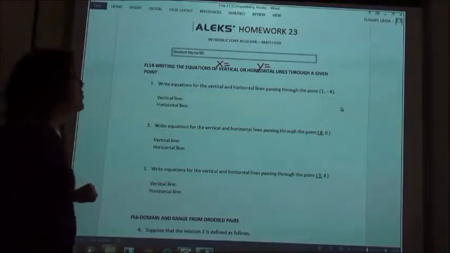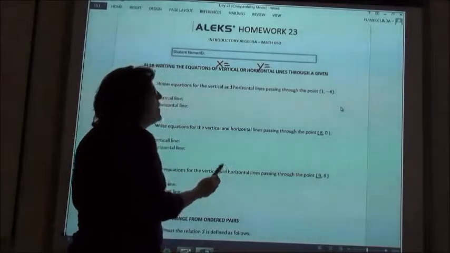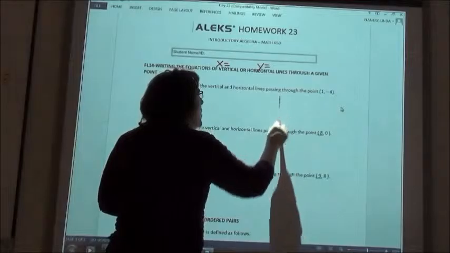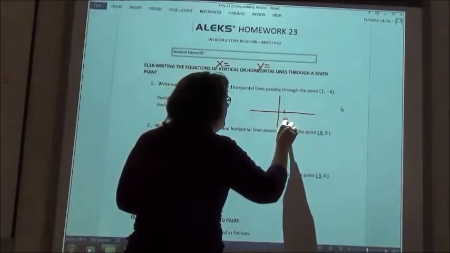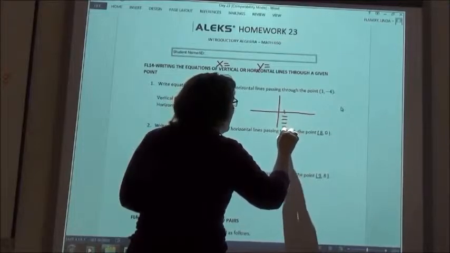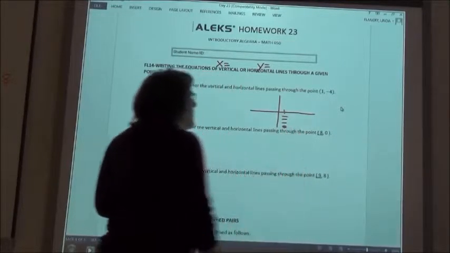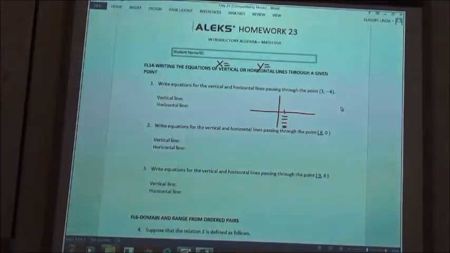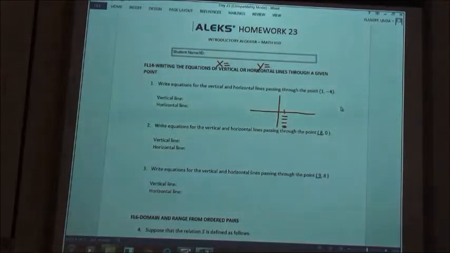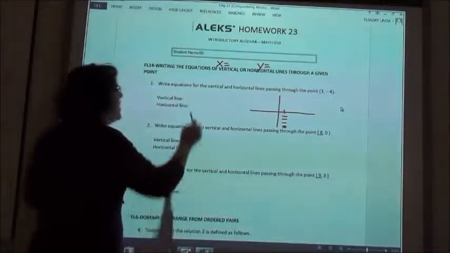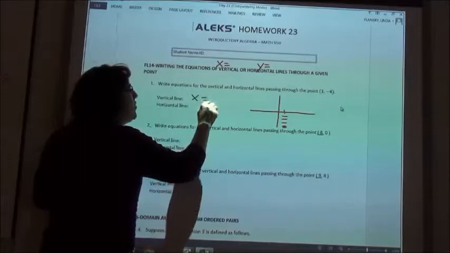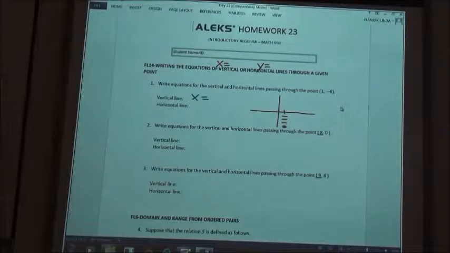So they want you to write the equation for the vertical and horizontal line that passes through this point. If I just sketch out a little graph here and I have 1, -4, and my dot's down there, I want to write the two equations, one being a vertical line, one being a horizontal line. Well, we know that our vertical line always has to start x equals. By the way, if you don't put the x equals in there, it's going to count it wrong because then you're not going to have an equation.